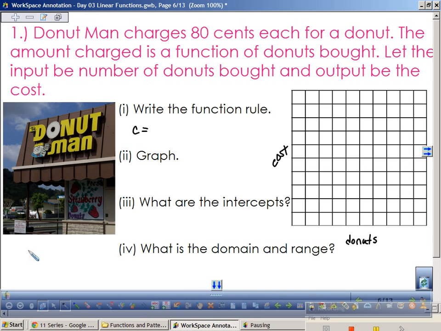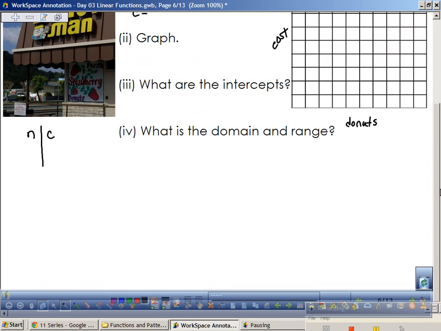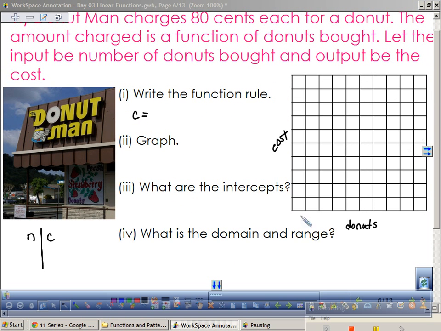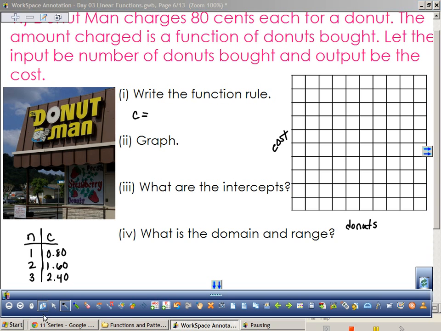Let's write a little table down here to help us. So I put in the number of donuts, and I get the cost, correct? So the number of donuts. How much is one donut? 80 cents. And 2 donuts? $1.60. And 3 donuts? How'd you do that so fast in your head? Because 8 times 3 is 24, and then you just have to add a 0, right? Good. So what would 4 donuts be?